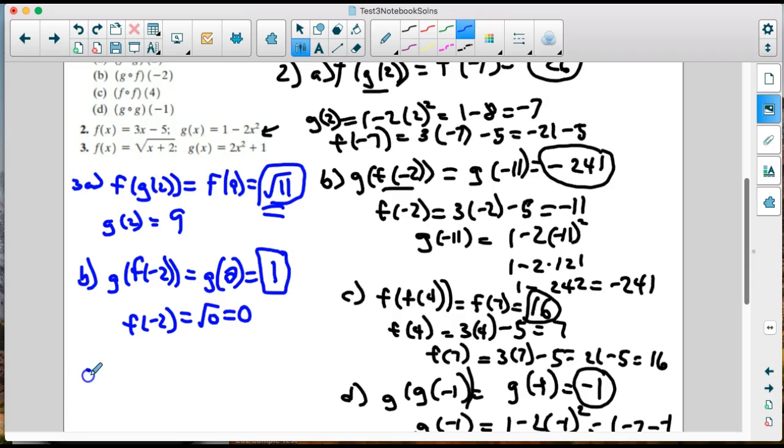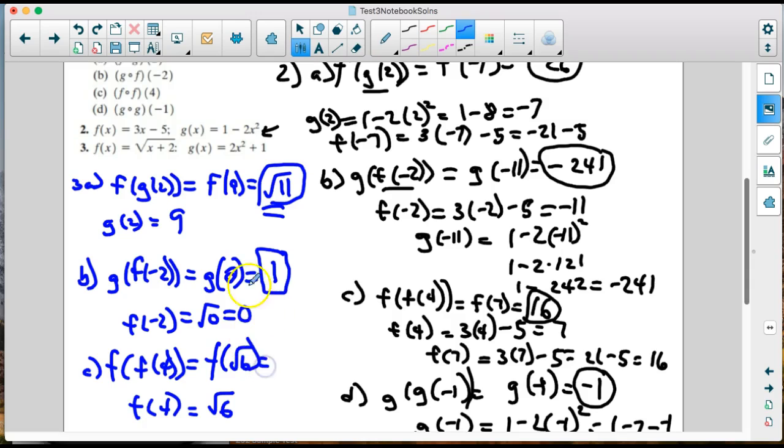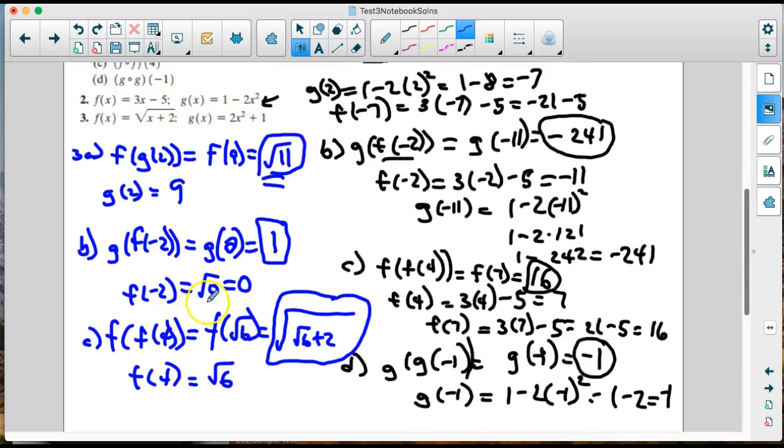All right, letter C. We're going to do f of f of 4. f of 4 is the square root of 6, 4 plus 2 is 6, square root of 6. And so we're going to do f of the square root of 6, which is putting in the square root of 6 again. So it's the square root of 6 plus 2. This is my answer there. If I had a calculator, I'd evaluate that. I'd get an approximation just like the square root of 11.